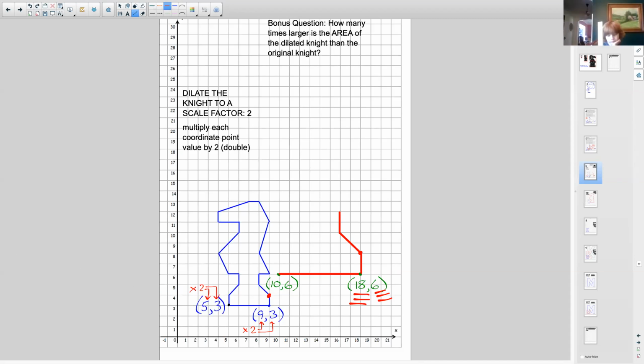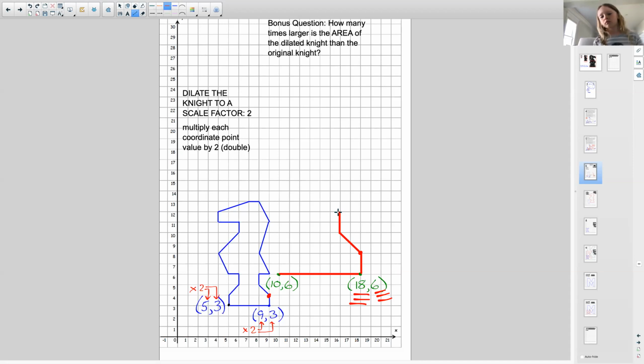Okay? I have a question. Can we slow down? Absolutely, sweetheart. And what point are you on right now, Avery? What point in the original diagram? 16, 12. Okay, 16, 12 in our dilation.